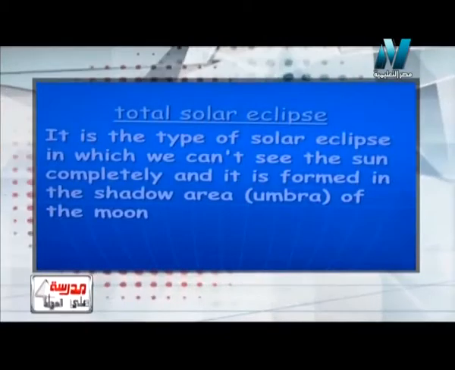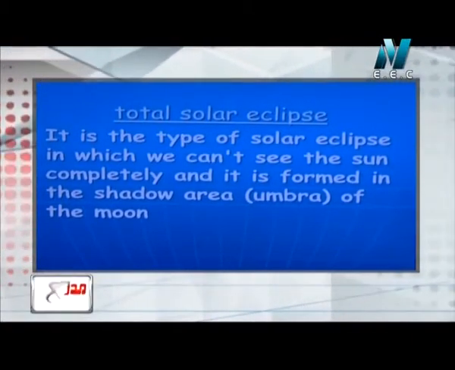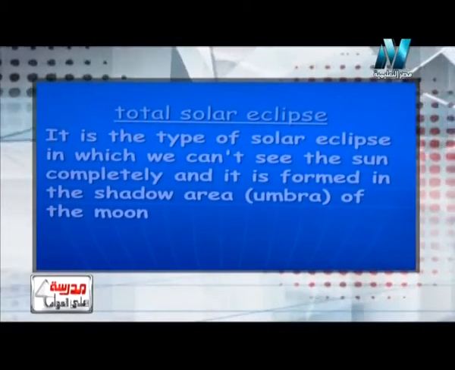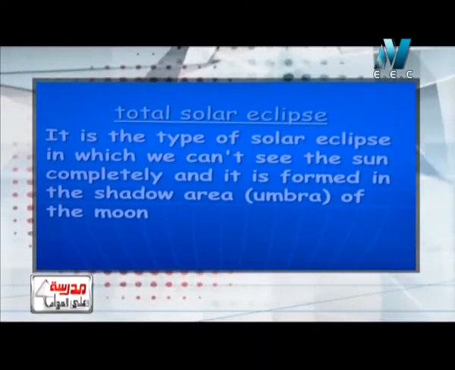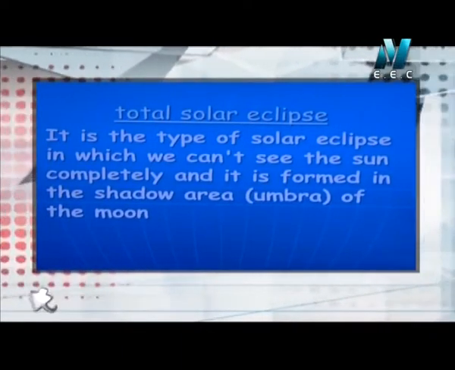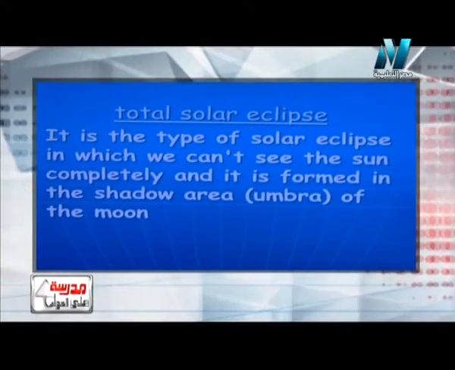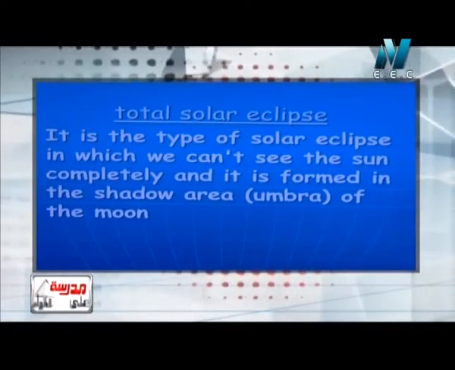So let's start with the first definition, which is the total solar eclipse. Look here, it's a type of solar eclipse in which we can see the sun completely and is formed in the shadow area or the umbra area of the moon. Again, total solar eclipse is a type of solar eclipse in which we can see the sun completely and is formed in the shadow area or the umbra area of the moon.